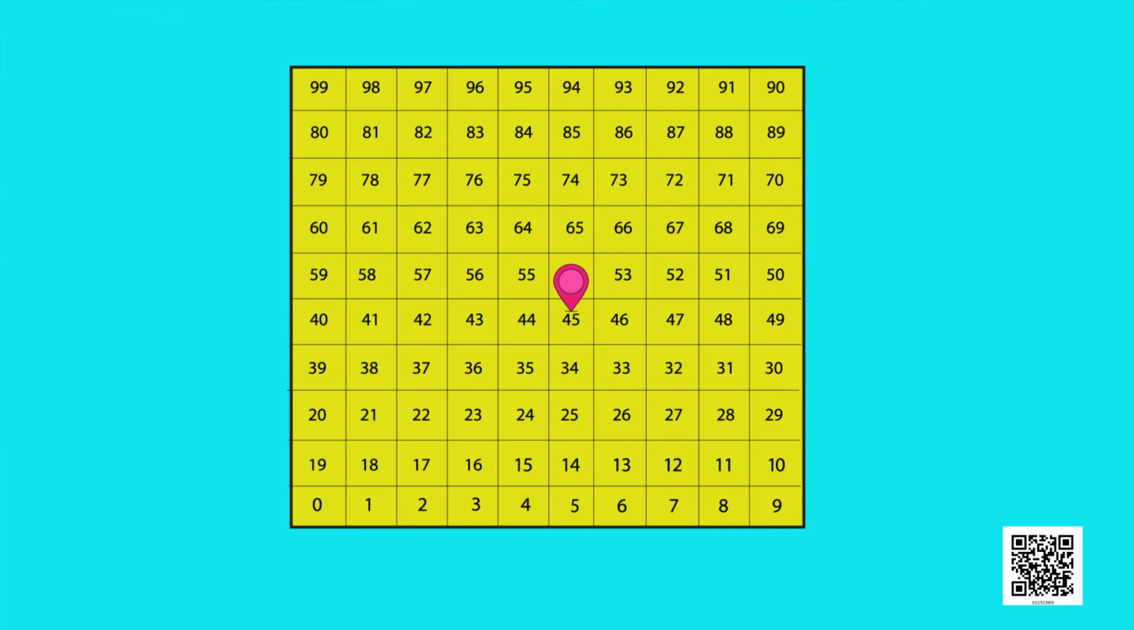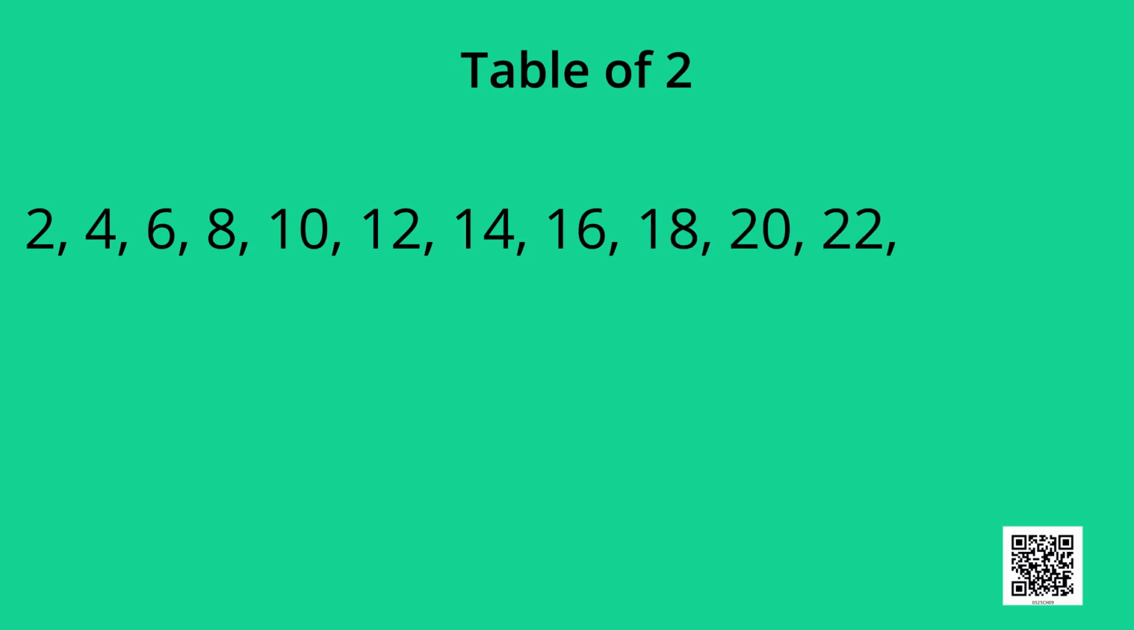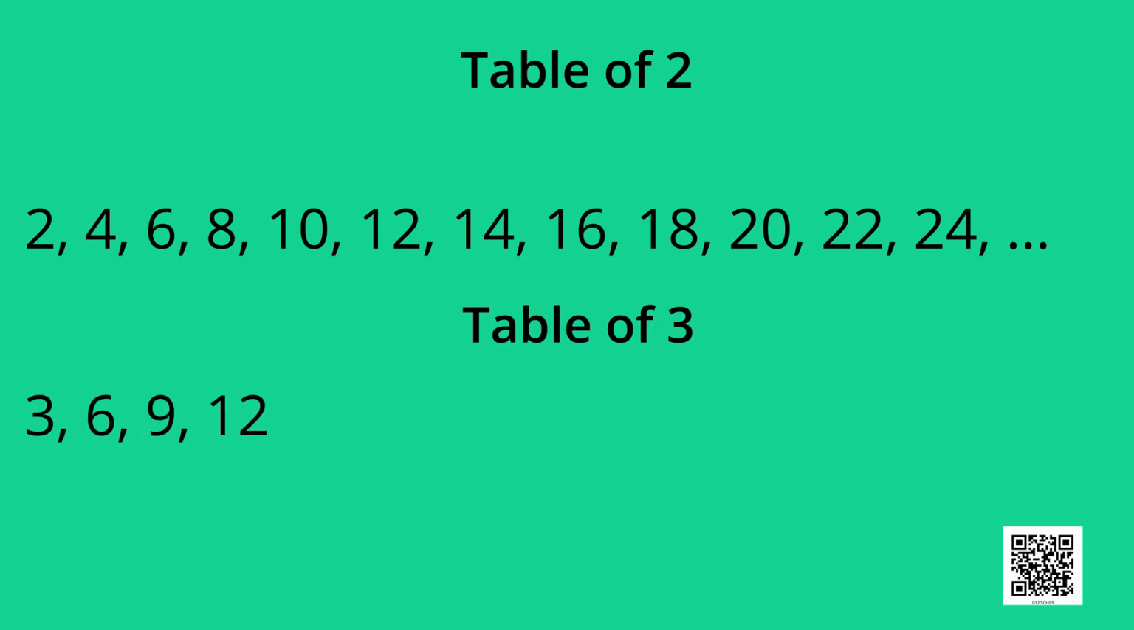As we just have seen, the table of 2 is 2, 4, 6, 8, 10, 12, 14, 16, 18, 20, 22, 24 and so on. And the table of 3 is 3, 6, 9, 12, 15, 18, 21 and so on.